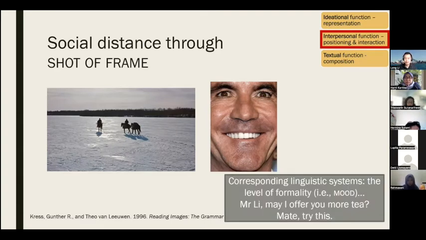So likewise, we have a corresponding linguistic system, such as the level of formality. We can use a system like mood. If I say, "Mr. Lee, may I offer you some tea?" I'm being very formal. I'm saying, Mr. Lee, I'm not close to you. I'm trying to be polite. But if someone says, "Nate, try this," then that suggests that we are very close. So we have linguistic resources to achieve a similar effect.